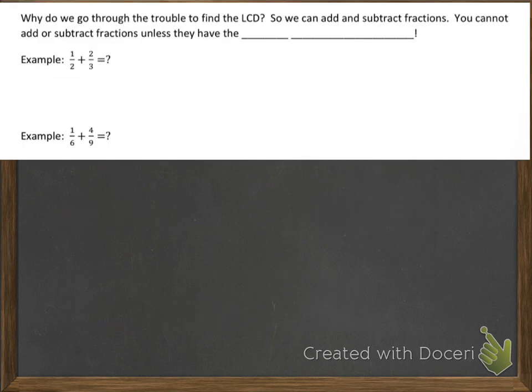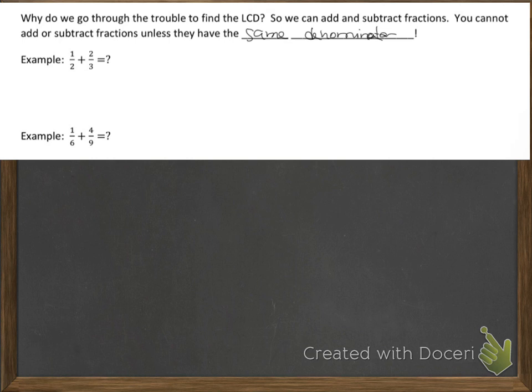So let's think about this. We've done several examples. Why do we go through the trouble of finding an LCD? Why is this so important? Well, the reason is because we want to be able to add and subtract rational expressions that have different denominators. So the blank here says you cannot add or subtract fractions unless they have the same denominator. If I don't have the same denominator, I cannot do anything.